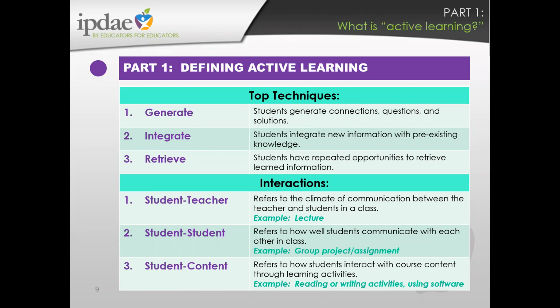Next, we have student-to-student interaction, and this refers to how well students communicate with each other in class. So, for example, if you assign a group project, how will your students communicate and build the project together? What specific opportunities will be provided for them to generate, integrate, and retrieve?